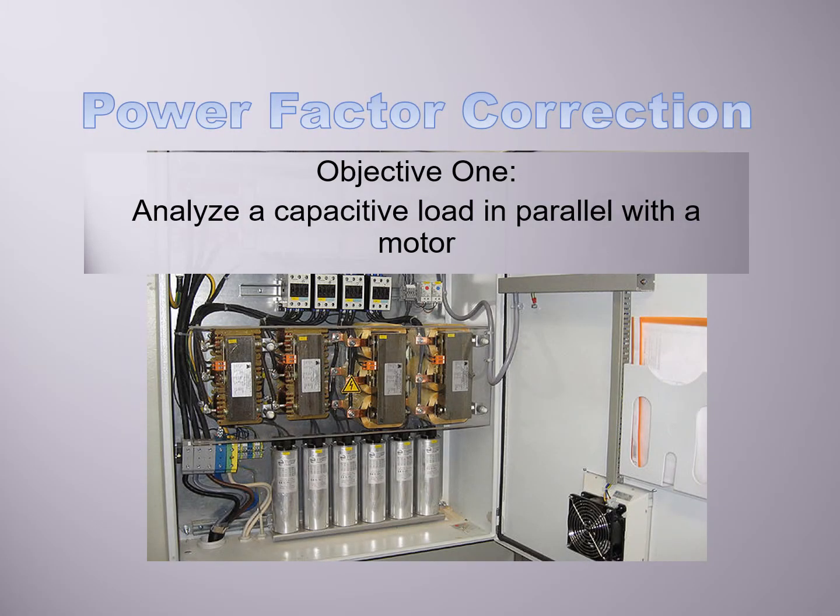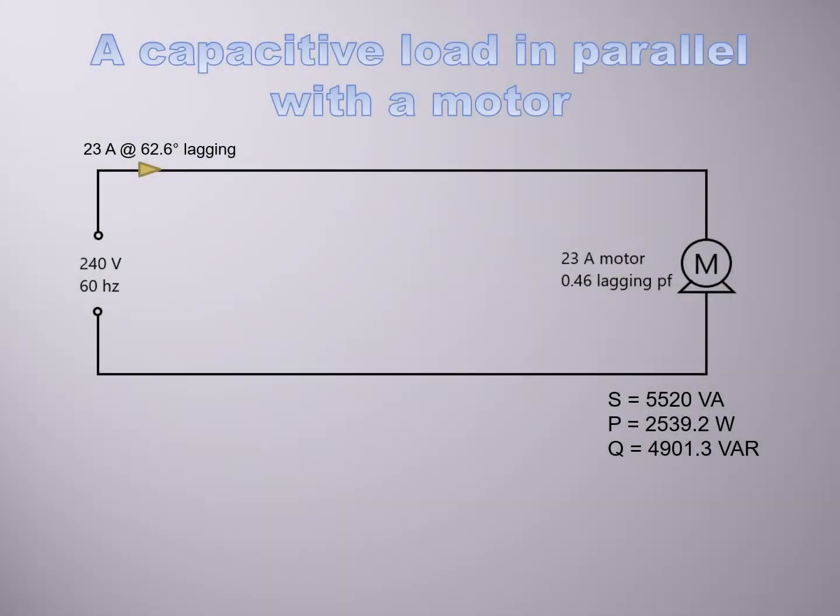Let's start by looking at a typical motor and what happens to the circuit when we add a capacitor in parallel to it. This motor is drawing 23 amps and is operating at a 0.46 lagging power factor. Induction motors typically have a very low power factor because they have to create a magnetic field in order to turn the rotor. What this means for my supply is it is drawing 23 amps at a 62.6 degree lagging angle.